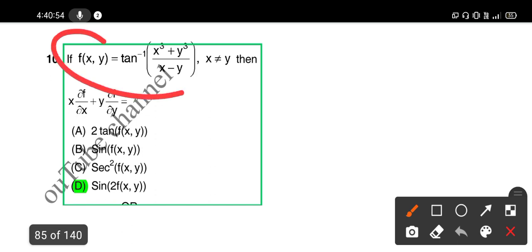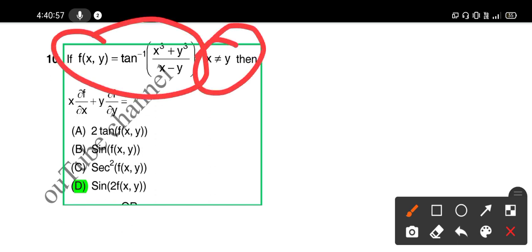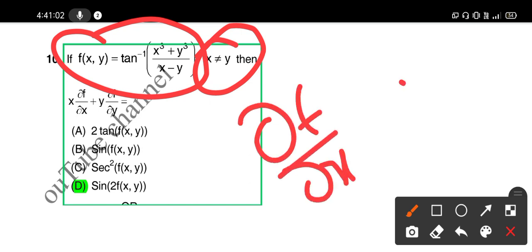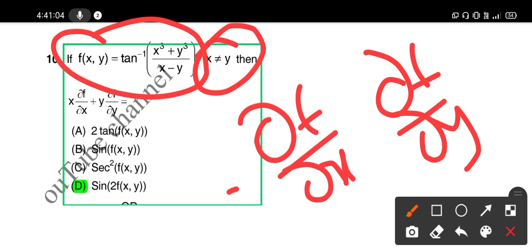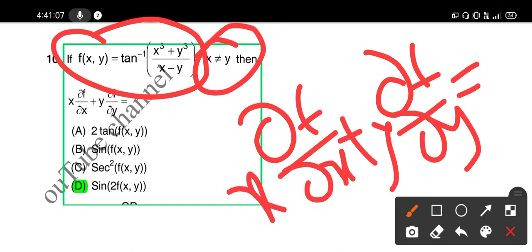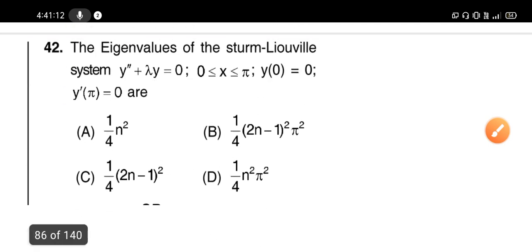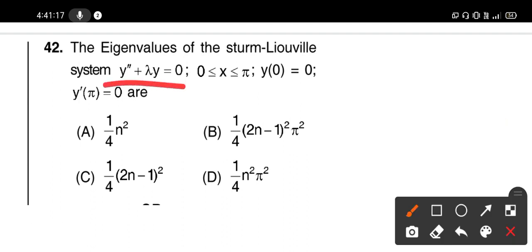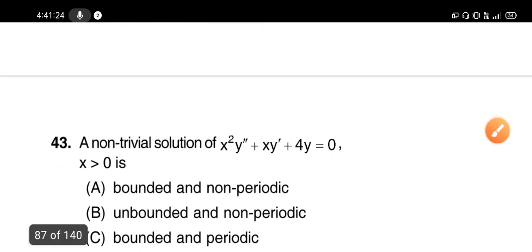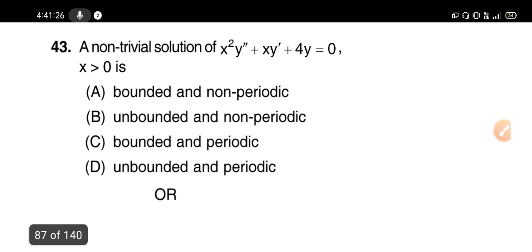Here f is given and x is non-zero. First of all, find ∂f/∂x and find ∂f/∂y, multiply by x and y respectively and add, and we get option D. The eigenvalue of the Sturm-Liouville problem. Here the equation is given, the condition is given. You can check which option is correct. Now non-trivial solution if x is greater than 0. This is also to be checked.